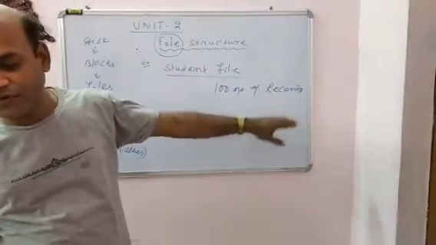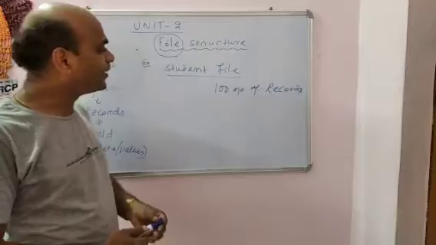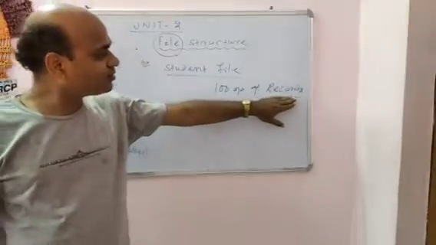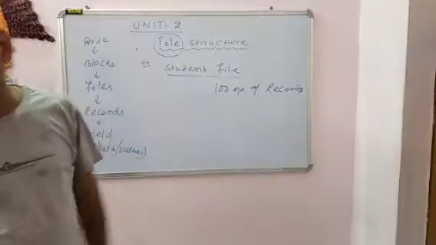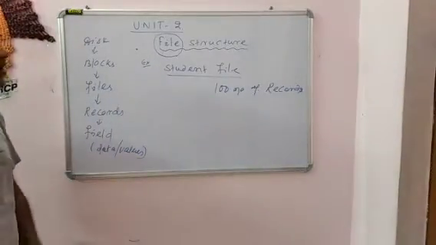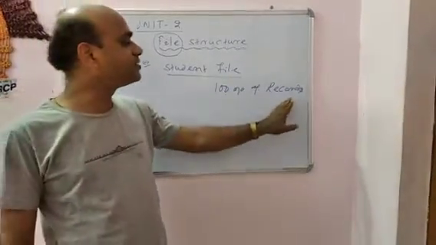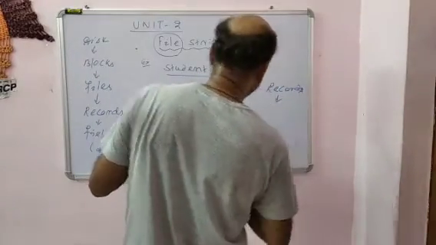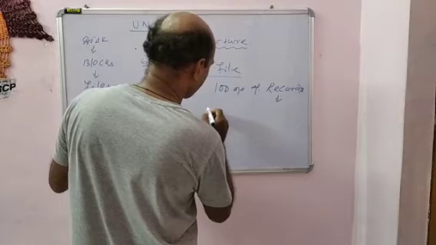So this is the field. Then a record is stored in a particular file, and the file holds a number of records. A record is a collection of related fields. The related fields, like a student contains a number of fields, fields like, suppose, roll number.